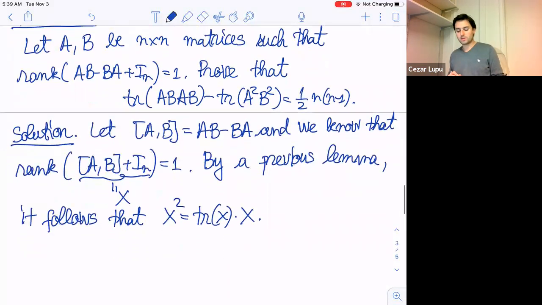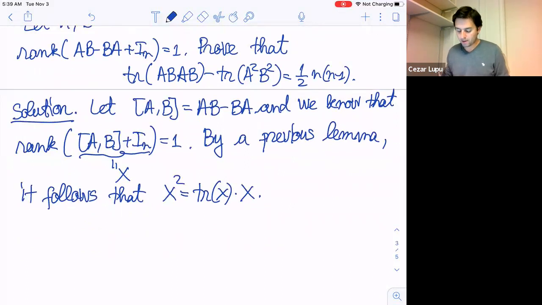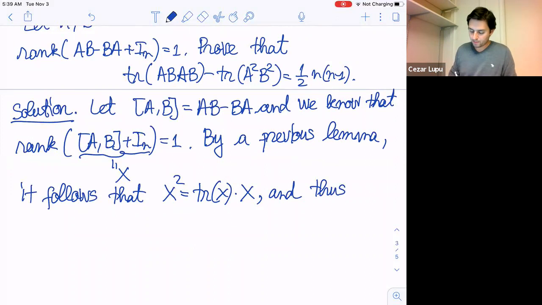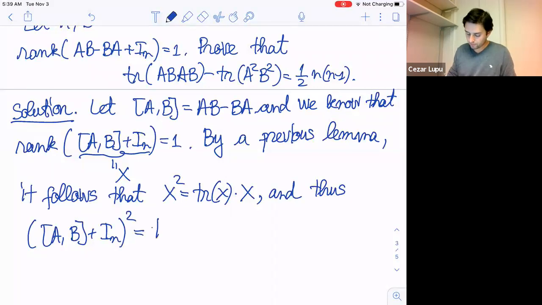All right, so let's see what happens. Keep in mind that X is the bracket AB plus the identity. And thus we have that the bracket AB plus the identity, squared, is nothing else than just the trace of the bracket AB plus the identity times the bracket AB plus the identity.